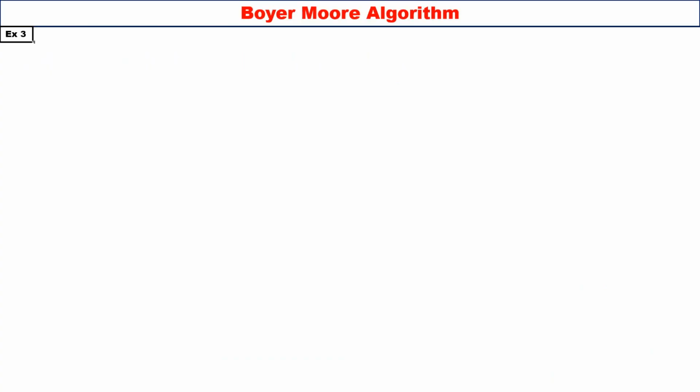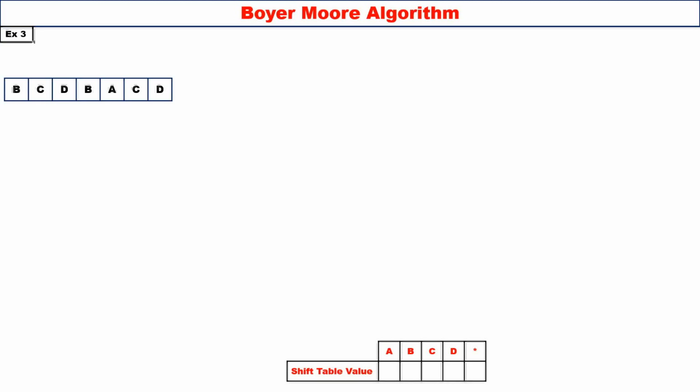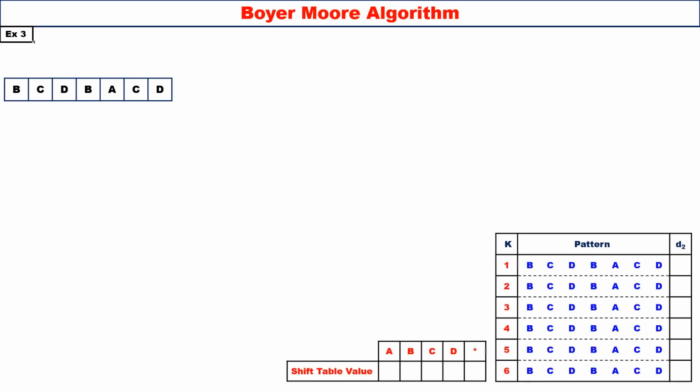Let us consider example number 3. This is our pattern string. First, let us consider the shift table and also the D2 table. Shift table: B, 1, 2, 3, 4, 5, 6. For C, it is 5. Again, for D, it is 4. B, it is updated to 3. For A, it is 2. For C, it is updated to 1. And for all the remaining characters, it is 7. All of you know how to do the shift table construction. Simple. Let us do the D2 table.